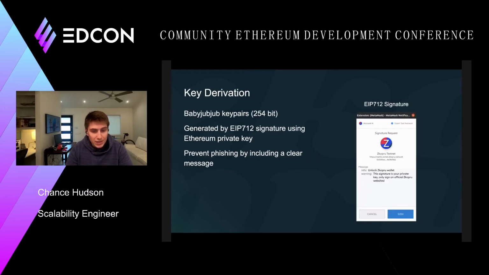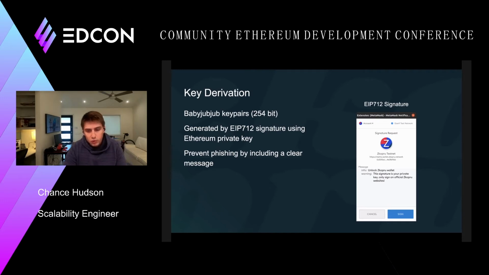So let's talk about the key derivation for Zkopru. We use the Baby Jubjub curve to generate key pairs, and we do so using 254-bit keys. The best case would be just using the Ethereum private key as the key for Zkopru, but most browser extensions and connectors don't allow access to the private key, and for good reason. So we had to solve this problem, and we chose to do so by generating a signed string using EIP712 and then hashing it and using that as the key for Zkopru.